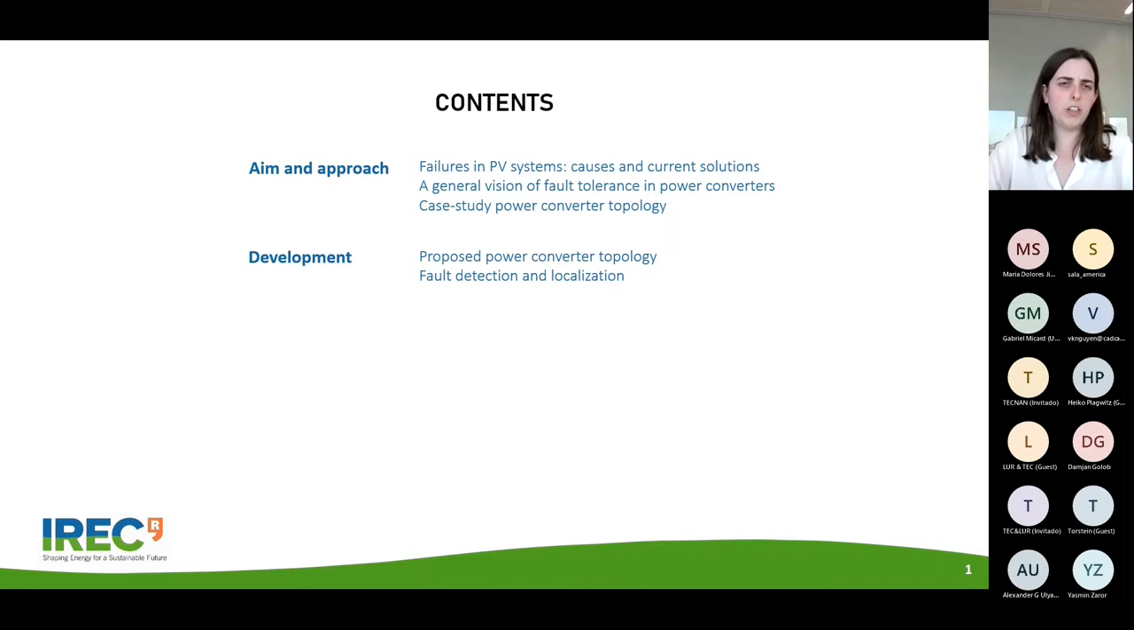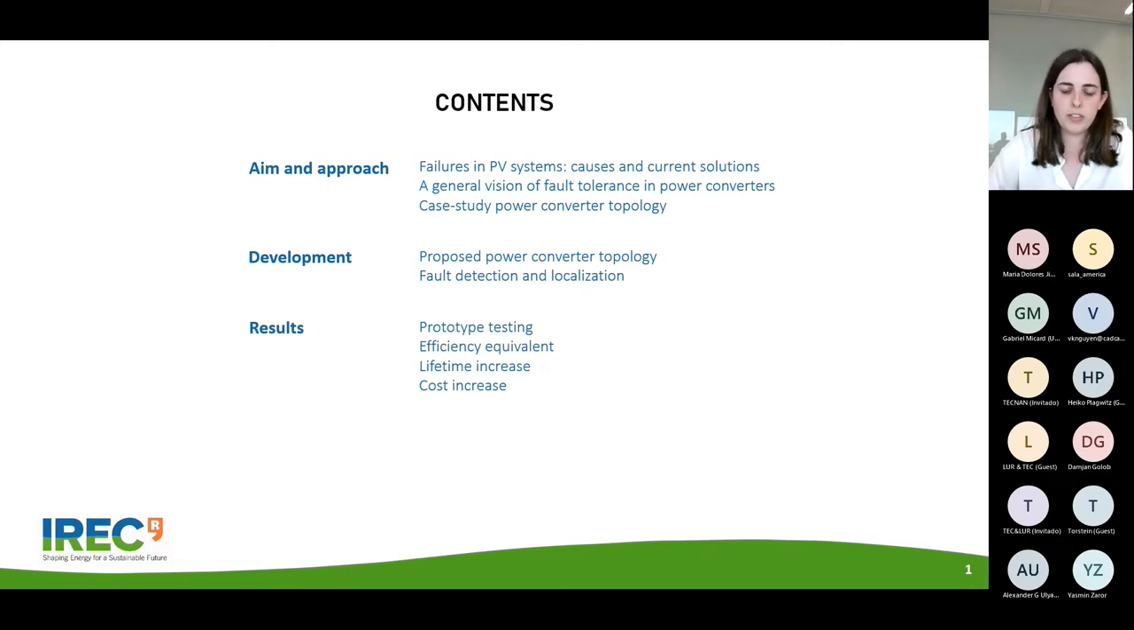Then I will carry on to the development of the project. I will expose IREC's proposal, having known the case study converter, and which are the common faults and how we can overcome them. Then I will move on to the results, where I will show you some lab results and also a comprehensive analysis of the proposal in terms of efficiency, lifetime, and cost. And finally, I will wrap up the presentation with some conclusions.